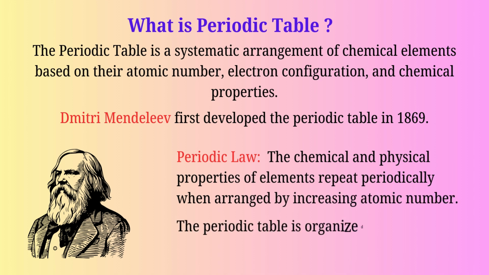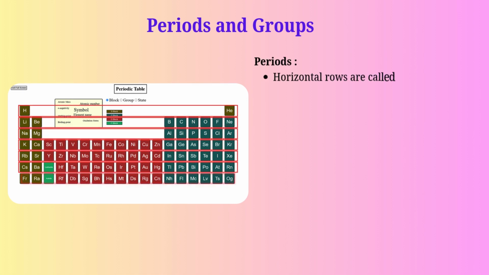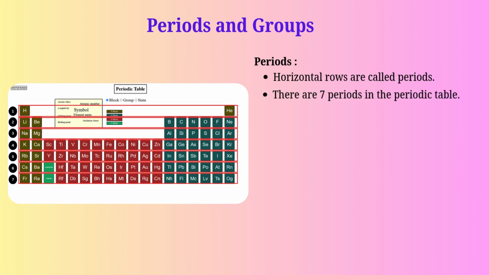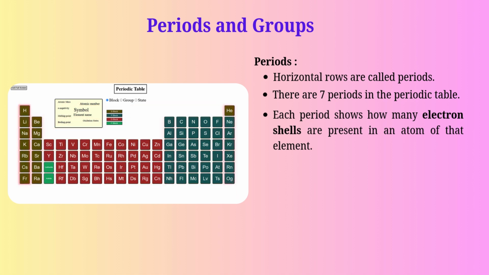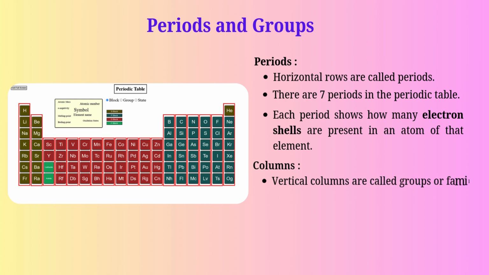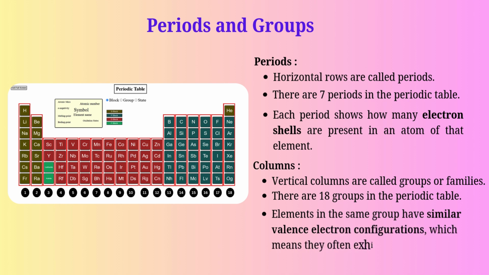The periodic table is organized into periods and groups. Now, what are periods and groups? Horizontal rows in the periodic table are called periods. There are 7 periods in the periodic table. Each period shows how many electron shells are present in an atom of that element. Vertical columns in the periodic table are called groups or families. There are 18 groups in the periodic table. Elements in the same group have similar valence electron configurations, which means they often exhibit similar chemical properties.